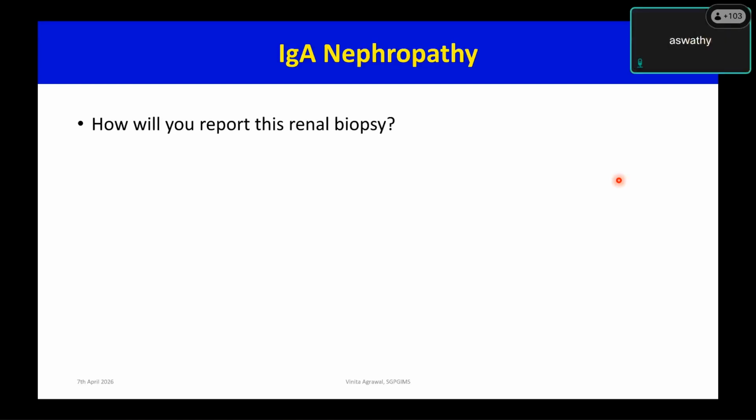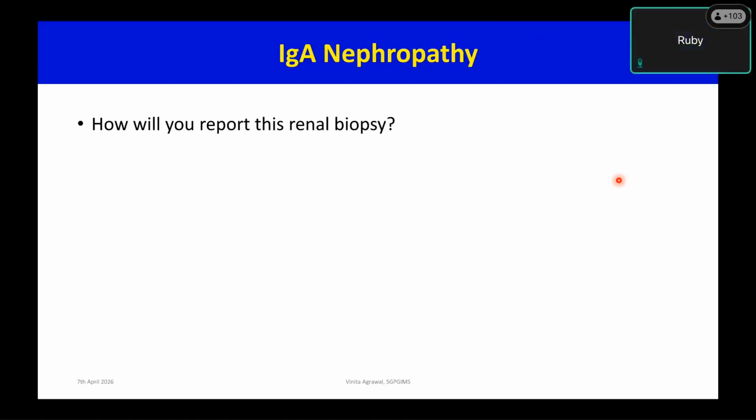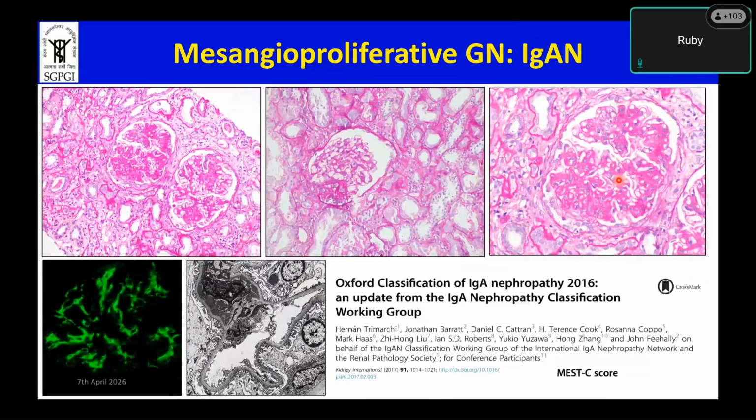The Oxford classification. Oxford classification for IgA nephropathy. Very good. Who's saying that? Ruby, very good. So Ruby, you're absolutely right. Sarika is also saying you will add the Oxford classification. What is the Oxford classification? It looks at five parameters: mesangial hypercellularity, endocapillary hypercellularity, segmental glomerulosclerosis, tubular atrophy, and crescents.